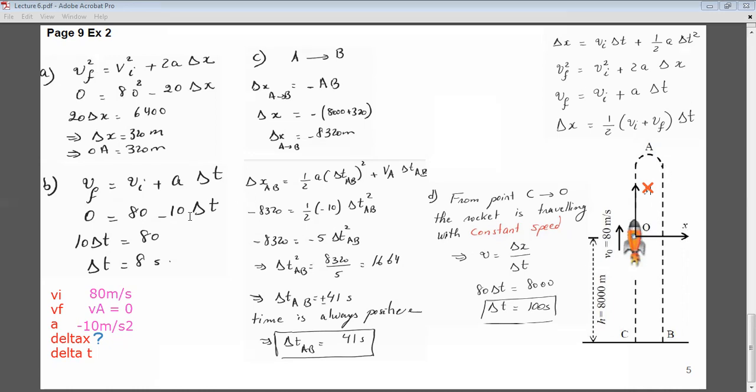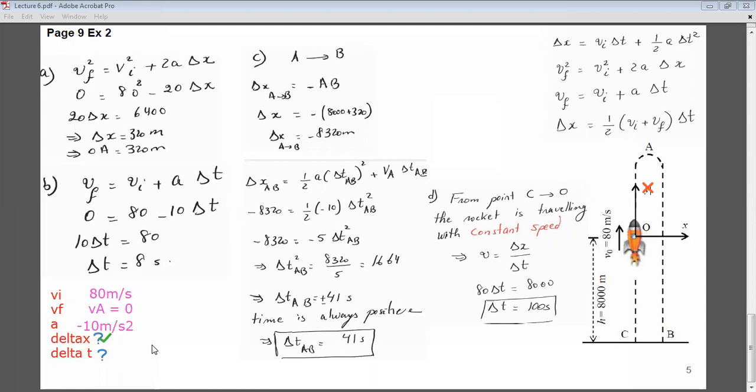Part B, how long from O does it take the rocket to reach its maximum height? It's asking me about delta t. Now I have delta x, and it's asking for delta t. So which equation shall I use? I have V initial, V final, acceleration, delta x, and I need delta t. I can use any equation that has delta t.